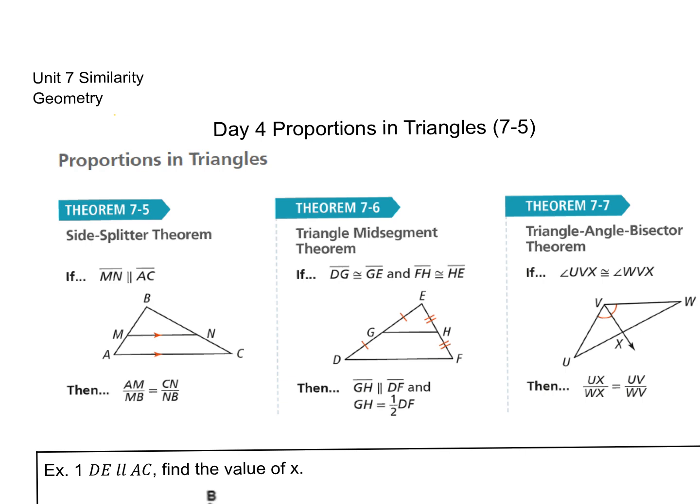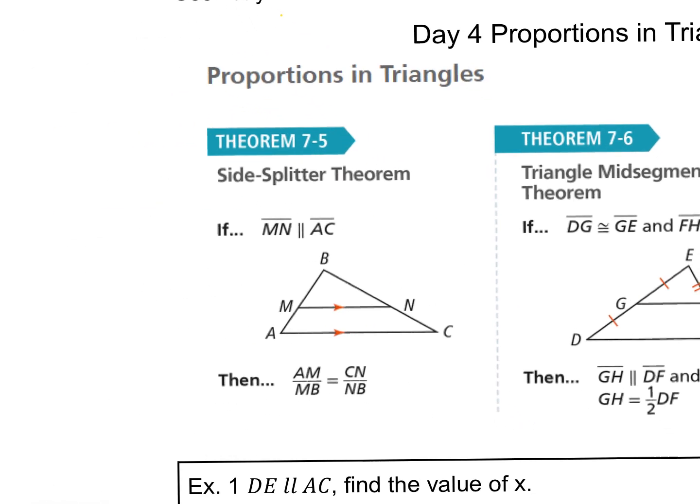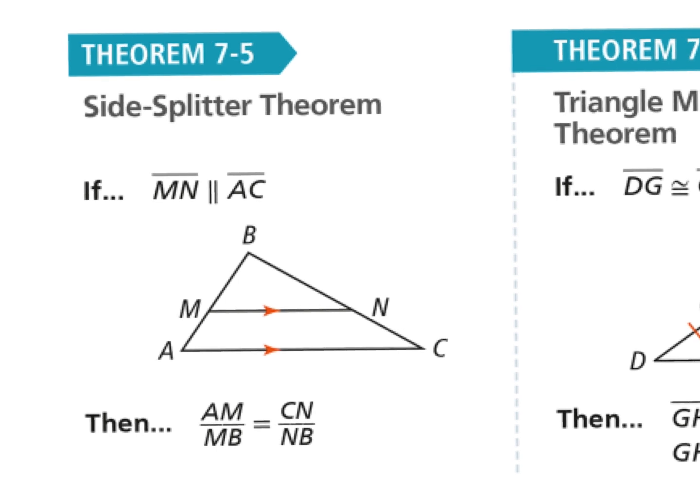So starting over here with the side splitter theorem. The side splitter theorem just occurs when you have a side that is parallel to one of the sides of the triangle. So in this case, you can see that they've told you that MN is parallel to AC. So just remember these double vertical bars here mean that the lines are parallel, or also you can see that they have the arrows marked through. So either of those let you know that those two lines are parallel to each other. So this theorem only applies when you have these parallel lines.